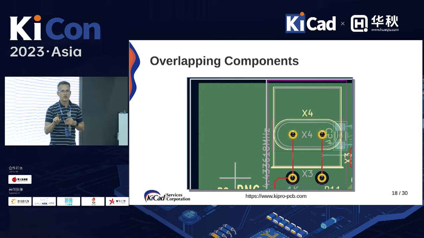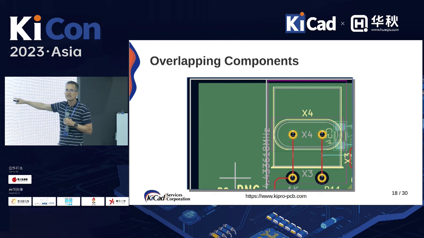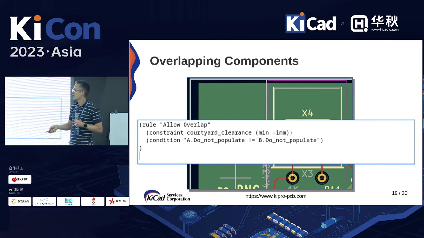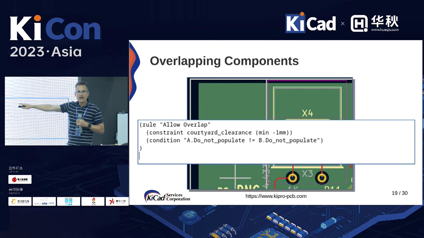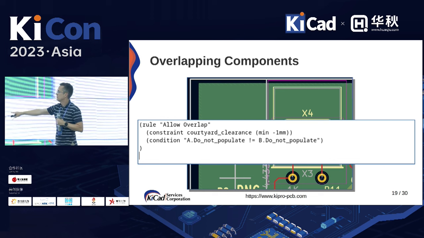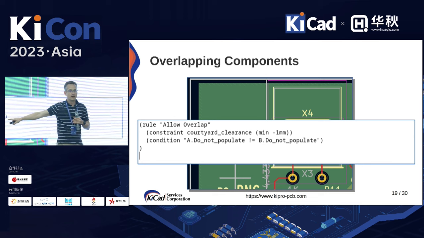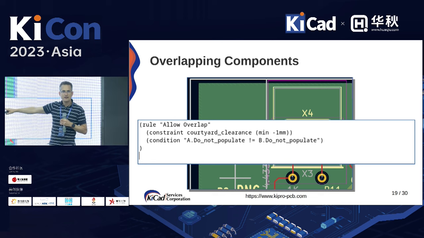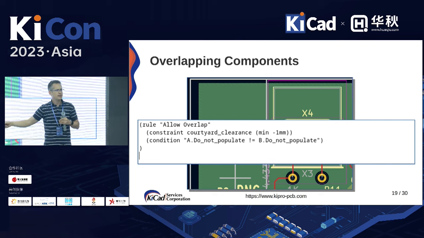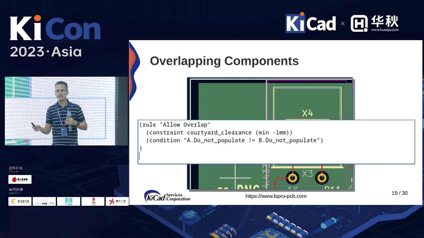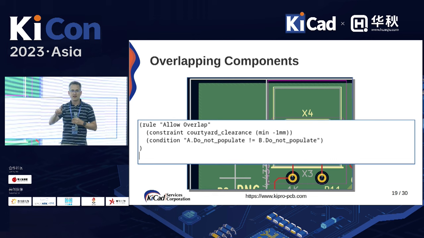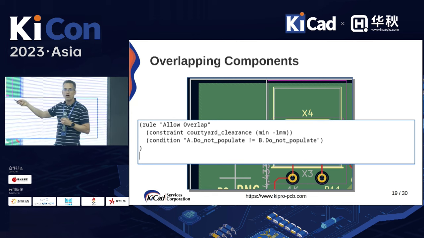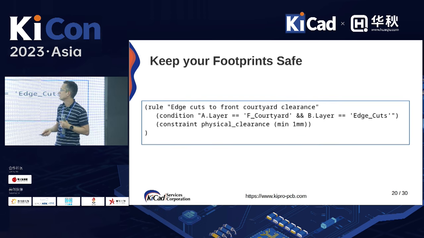I'm never going to put both of them on the board at the same time, but DRC doesn't know that. DRC is going to give you an error there. But you know that, so you can tell DRC, I don't want an error there. If one of them says do not populate and the other one doesn't, it's fine. Only one's going in. Don't worry about the overlaps. It's only worried about the overlaps if they're both being populated. So this gives us the ability to tell our board that this overlap is okay.